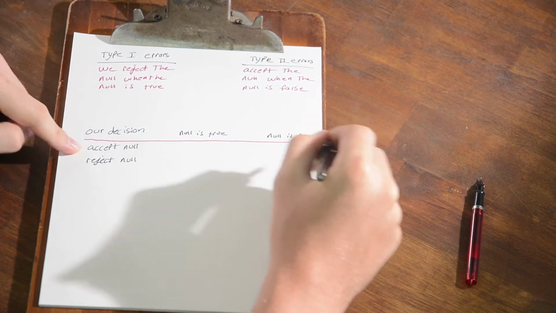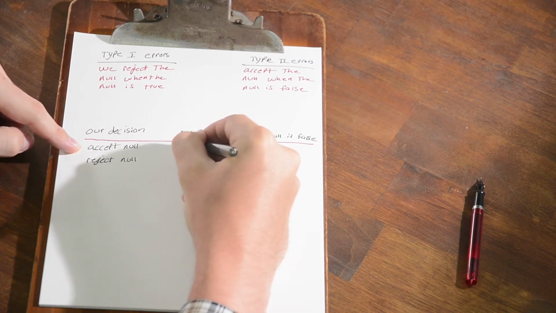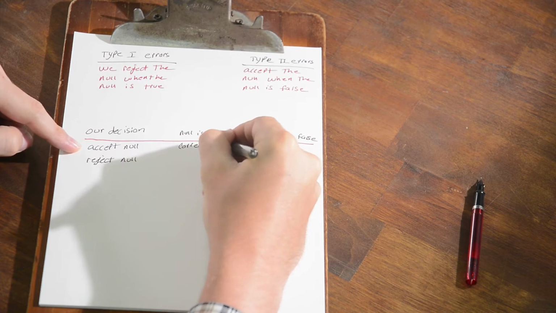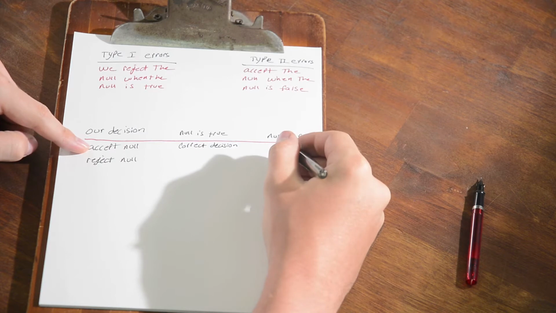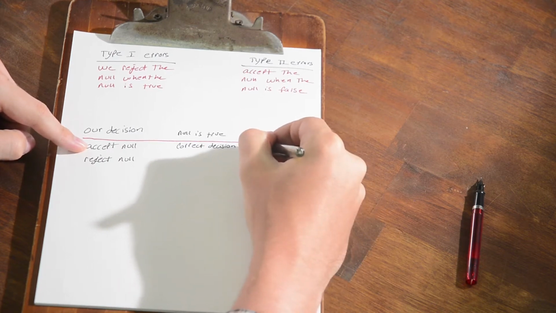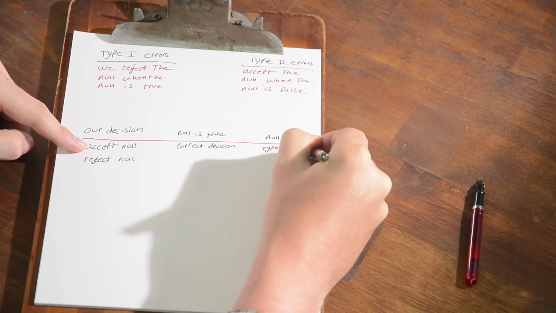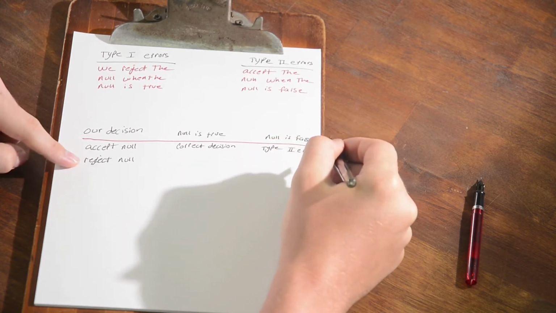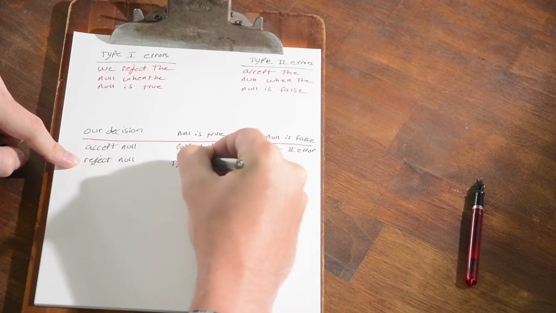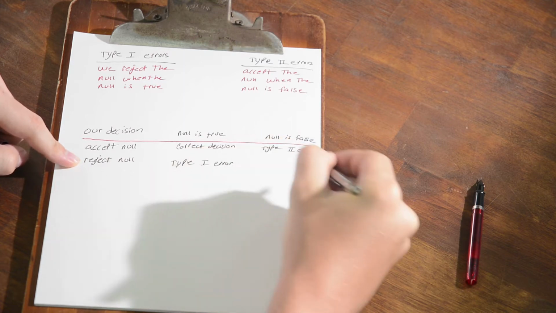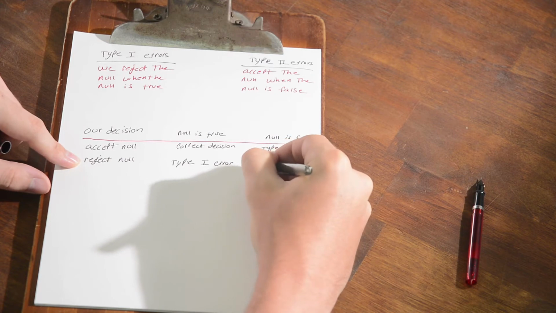So when we accept the null and the null is true, we have made a correct decision. When we accept the null and the null is false, we have made a type 2 error. When we reject the null and the null is true, we have made a type 1 error. And when we reject the null and the null is false, we have made our correct decision.